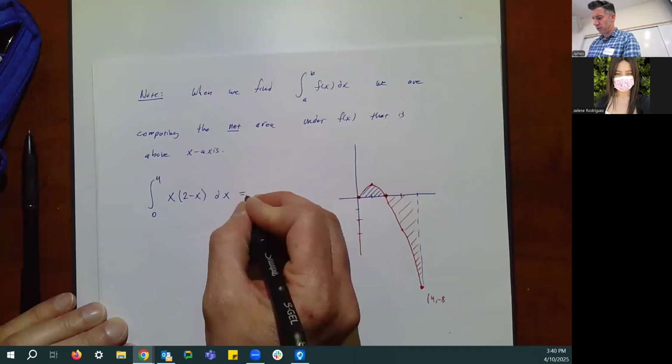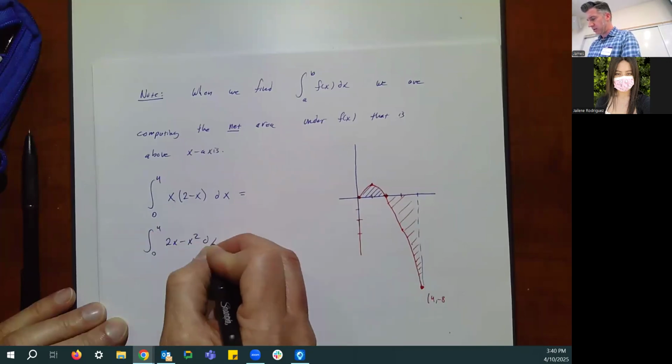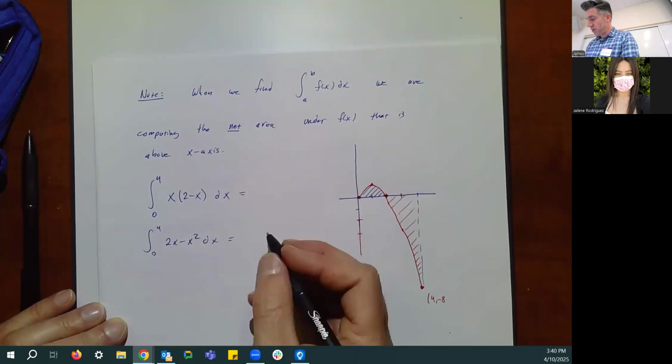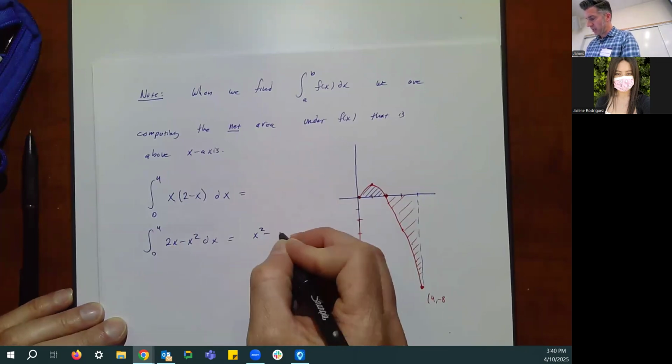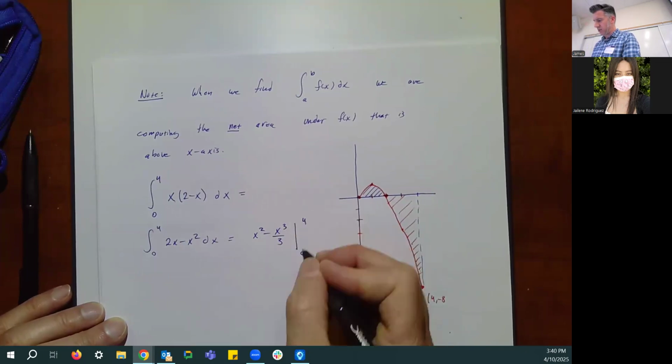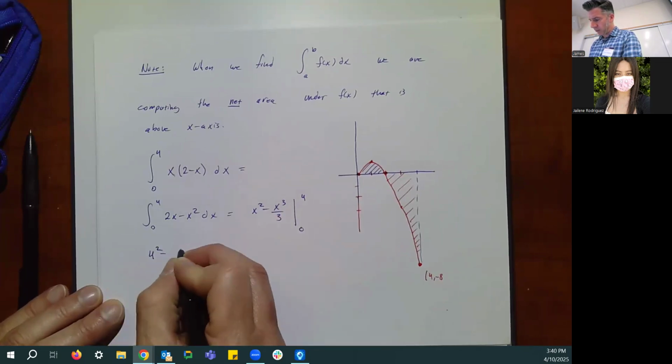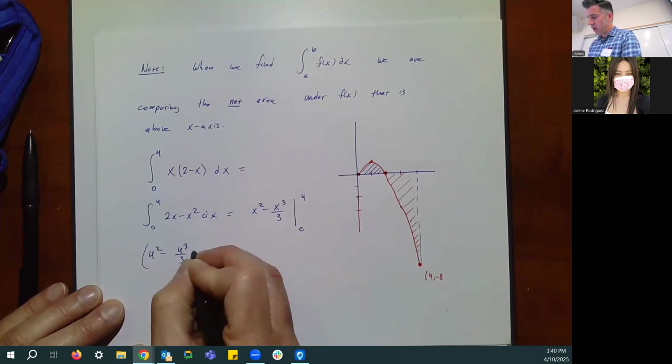Multiply this out. You get 2x minus x squared dx. Anti-differentiate. You get x squared minus x cubed divided by 3. Evaluated from 0 to 4. Plug in 4. You get 4 squared minus 4 cubed over 3.